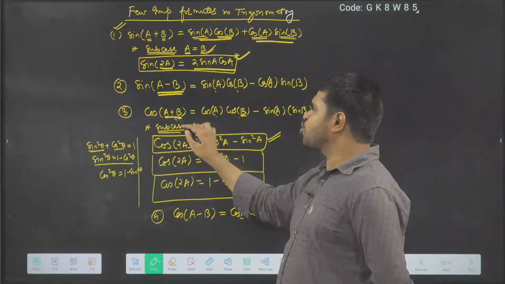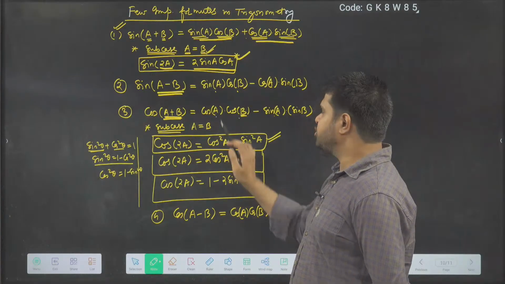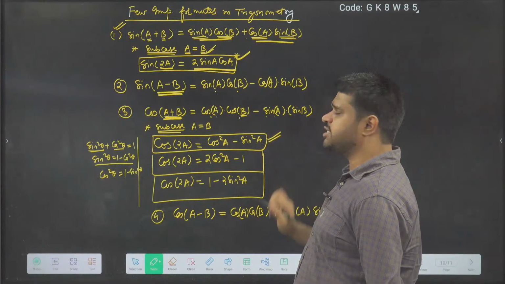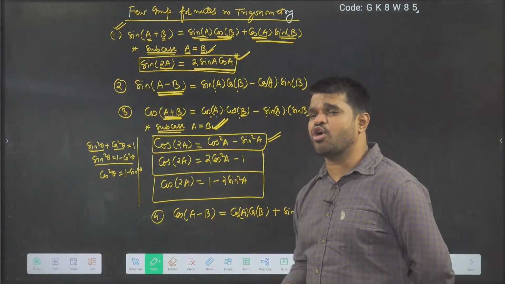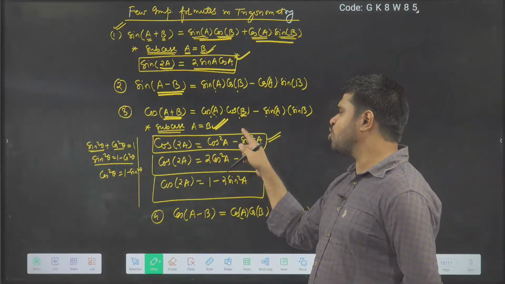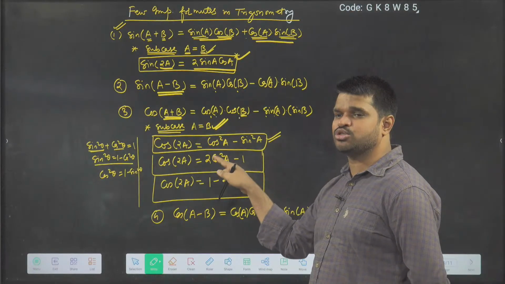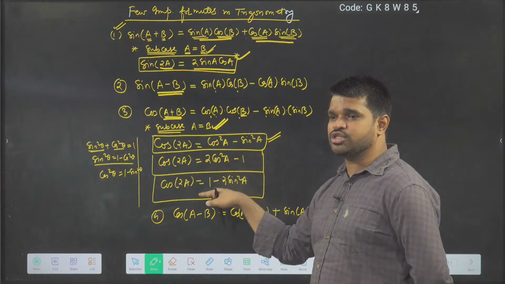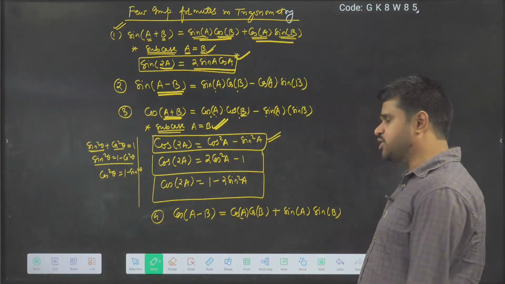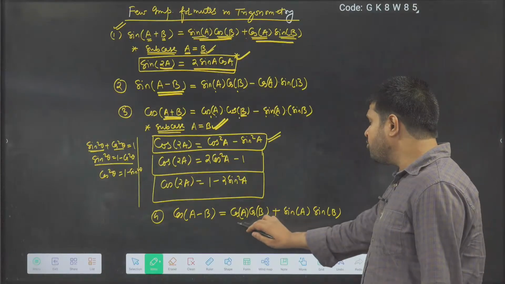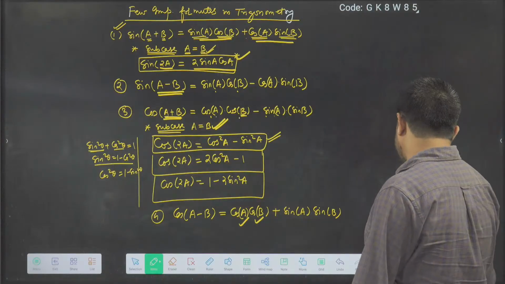Next I gave you the cos a plus b formula, which is cos a cos b minus sine a sine b. From this cos formula we made three formulas of cos 2a. Cos 2a is cos square a minus sine square a, which is the same as 2 cos square a minus 1, which is 1 minus 2 sine square a. And the last one is cos a minus b, which is cos A cos B plus sin A sin B.